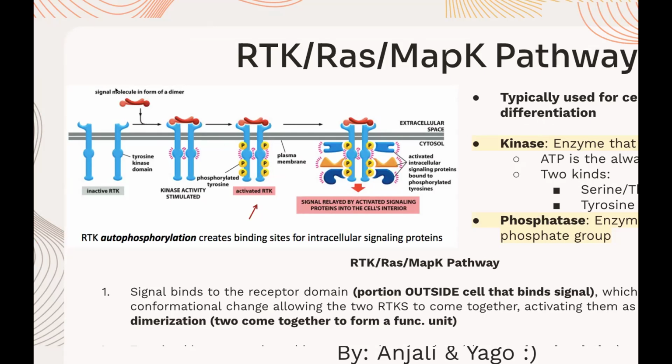So the signal's right here. Can you guys see my cursor? Yeah. And it binds to the RTKs. Notice how the RTKs are separate at first. They're not together yet. They're just chilling. Signal binds, and it allows the two of them right here to come together. And that is called what? Dimerization, when two things become one thing. And it's not just limited to RTKs. This can happen in other things too. So the signal comes in, binds one of the RTKs, they come together, and when they come together, what happens?